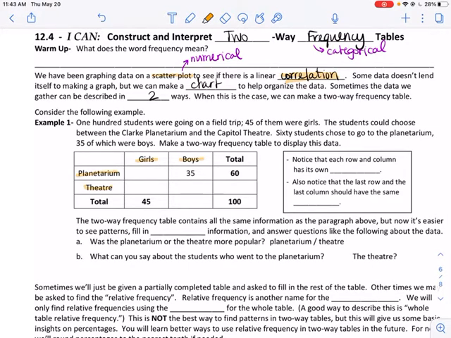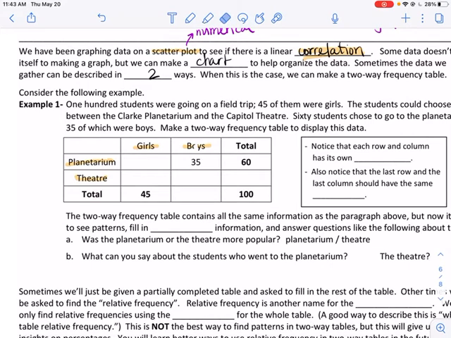What's nice is that all of the information that was given to us is already written in the frequency table. You can see where the total number of students who chose to go to the planetarium is. It's 60, and it also says 35 of which were boys, right? You can also see that there were 100 total students who went on the field trip, and 45 of the total were girls. They're all in the places. Now we can use our frequency table to organize our thinking and to figure out what all of the categories have, how many people were girls who went to the planetarium, how many boys went to the theater, etc.